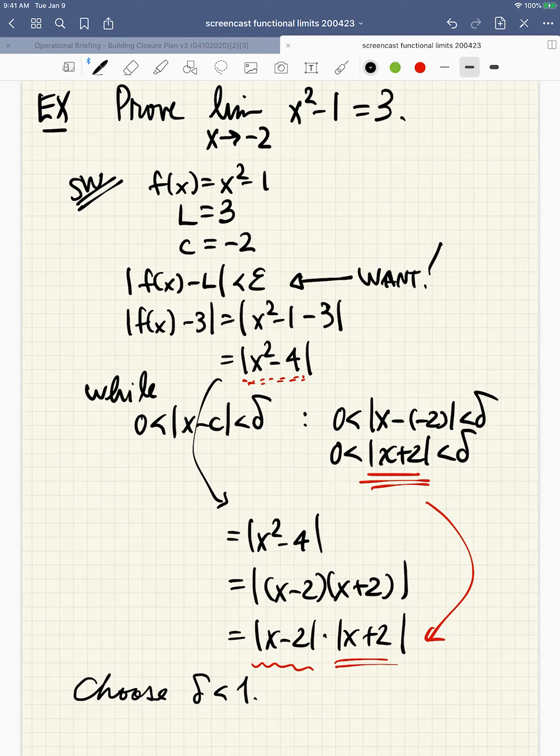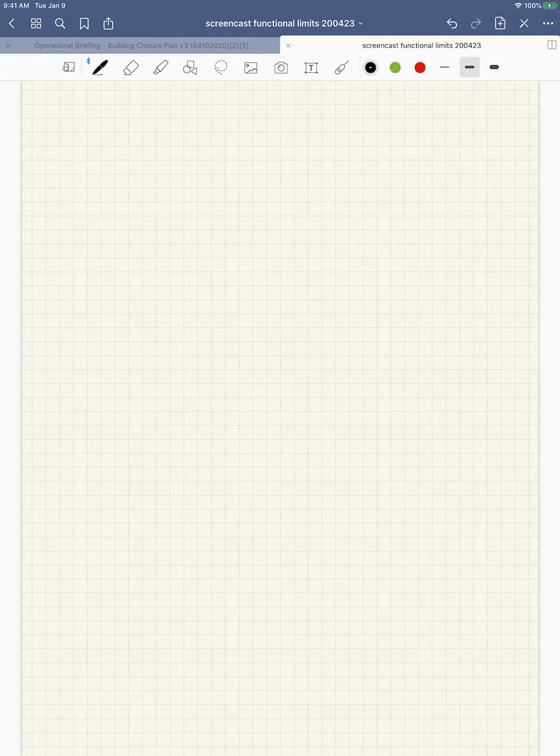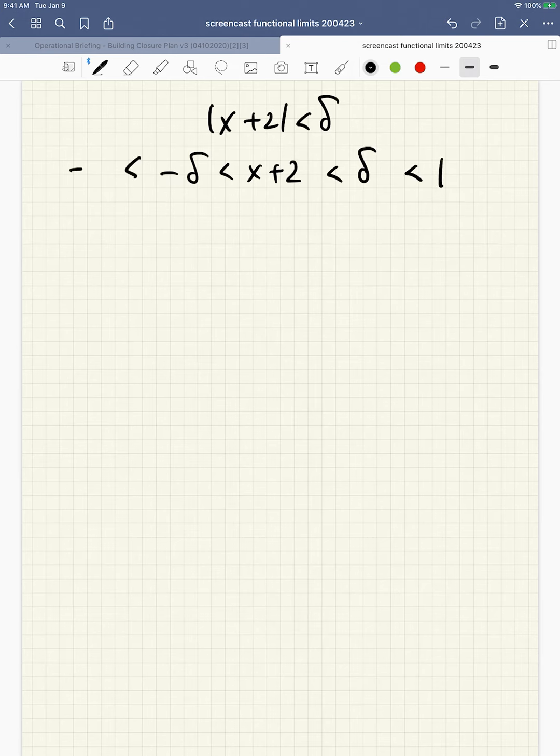So let's first make sure we choose delta to be less than 1. What does that get us? Well, if |x plus 2| is less than delta, then we can say, from the definition of absolute value, x plus 2 is between minus delta and delta. But if delta is less than 1, I can do this. So minus 1 is less than x plus 2, and 1 is bigger than x plus 2. So I'm going to subtract 4 from everything.